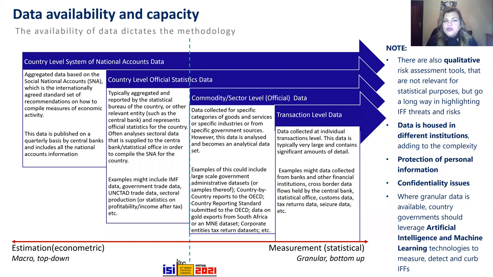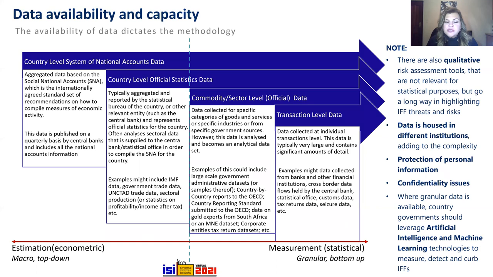So, enter the data availability and the capacity problem. Essentially there's quite a bit of data and it's all over the show. What you want to do is get the statistical authorities to get all the data into one particular place so that they can at least measure it.